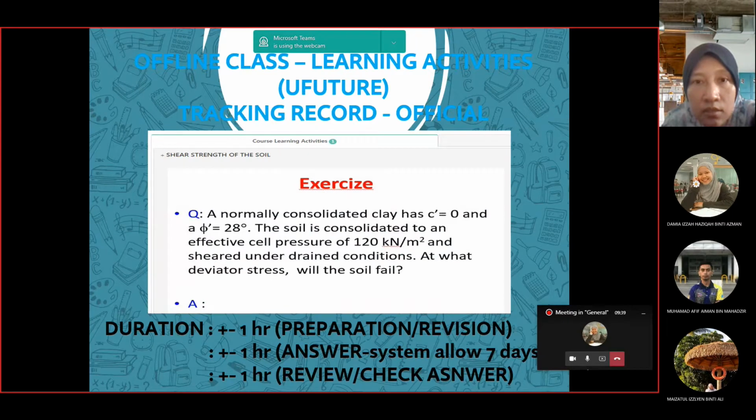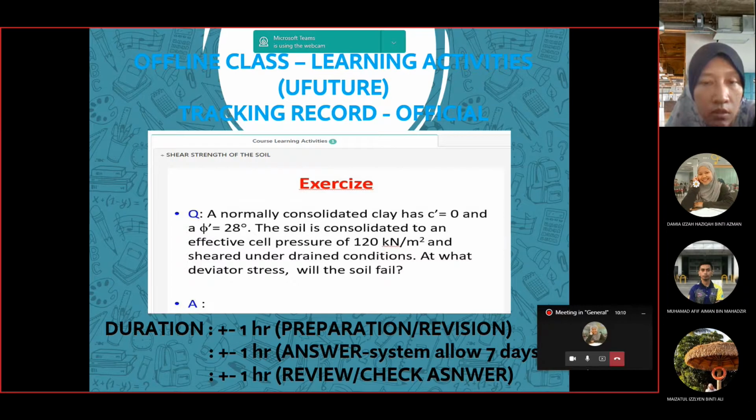During the offline class, this is what we call learning activities. During the learning activities, I give you flexible learning. You can choose your own time to finish your activities. So this is one example where I use UFuture as a tracking system for engagement in the learning activities, which I replace for 1 hour that should be a lecture.